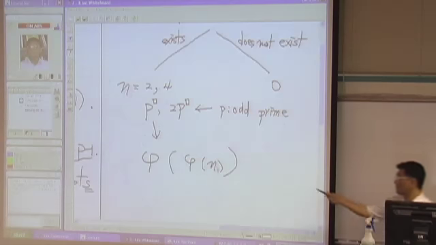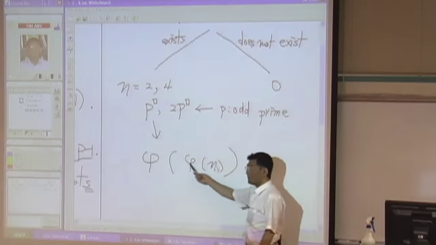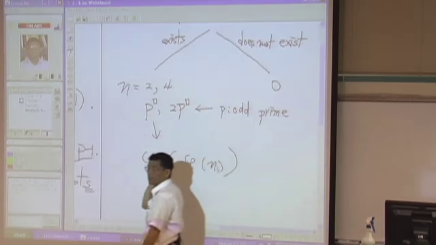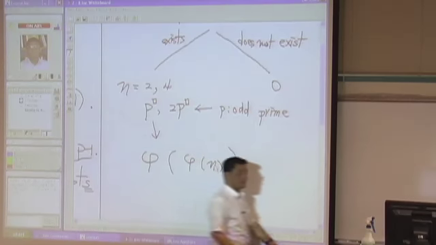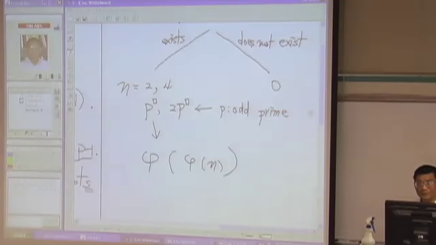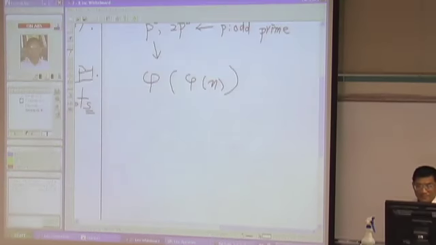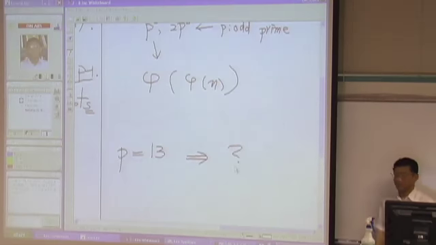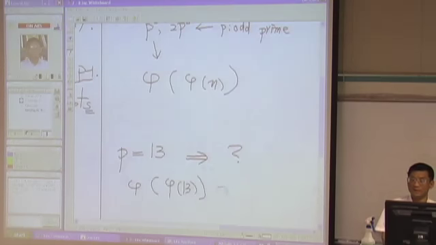But n can be prime, right? If n is prime, then phi of p is p minus 1, and phi of p minus 1 is the number of primitive roots. So before going to the review for the exam, I will ask a question. I have a number p equal to 13. Then how many primitive roots can you count? It is phi of phi of 13, and phi of 13 is 12.